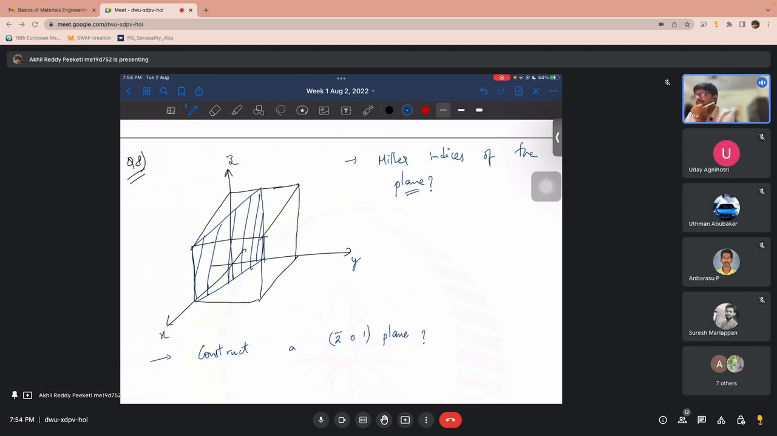Okay, can any of you explain, or let's start together? For the plane, what should we consider first? Yeah, intercepts. So the x-intercept is A. What is the y-intercept? B by 2. And z it never intersects, so infinity. So the reciprocals, if you are looking, it is 1, this is 2, this is 0. So the plane is 1, 2, 0.